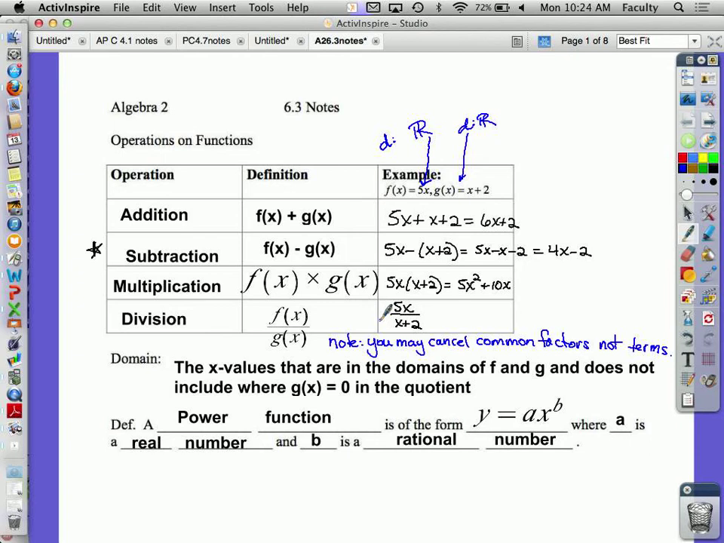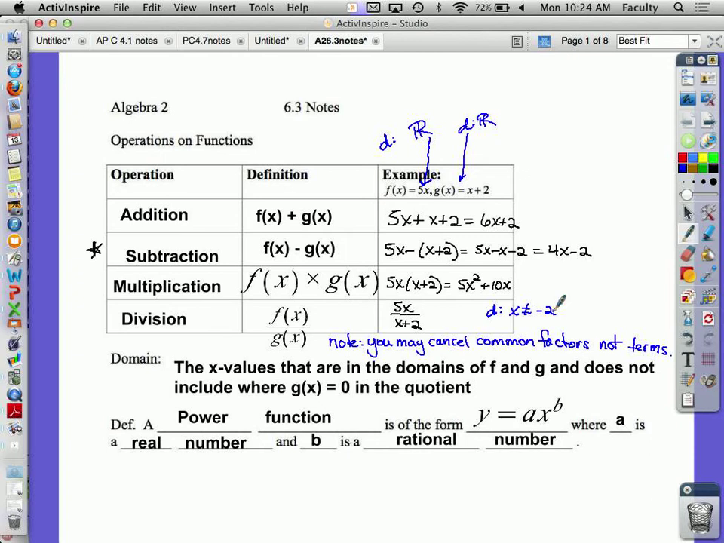What's the one number in the denominator I cannot have for x? What would make that 0 in the bottom? -2. So in this case, the domain would be x cannot equal -2, because that would cause it to be divided by 0. Okay?